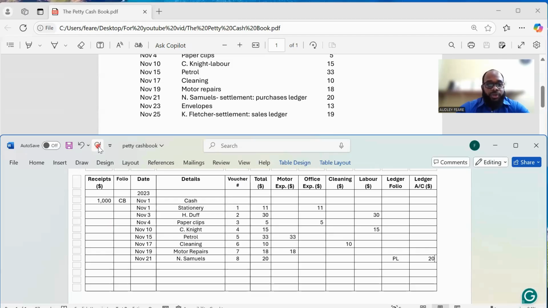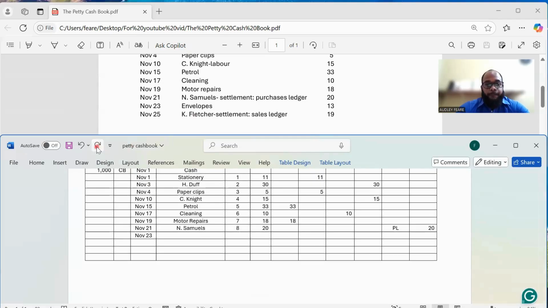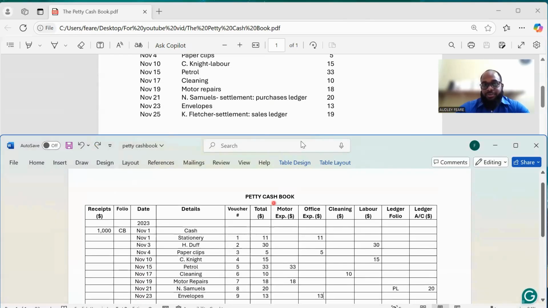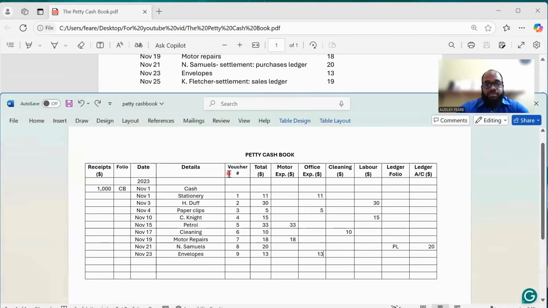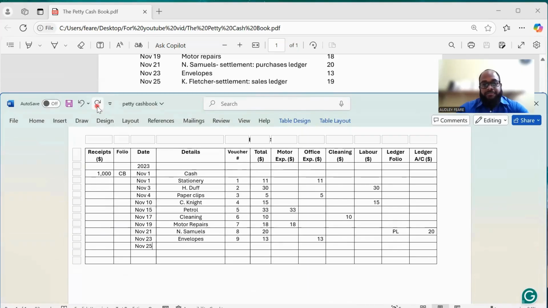And there we go. November 23 now. All right. We have envelopes. So November 23, envelopes, put in the voucher number, put in our total, and then we go down 13 on the office expenses, because envelopes really and truly they go to the office. All right. And the last one we have now is November 25. On November 25, it says K Fletcher, but this time it says sales ledger. So put in our voucher number and the total. And of course, it's going to be SL this time in the ledger folio, and the same ledger account. In that column, we would put 19.